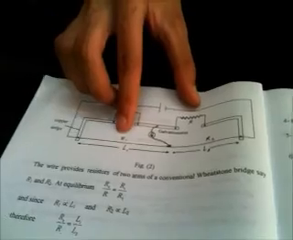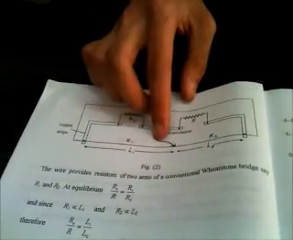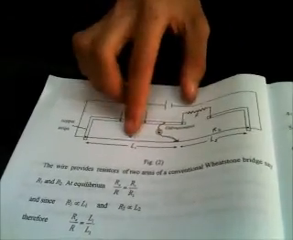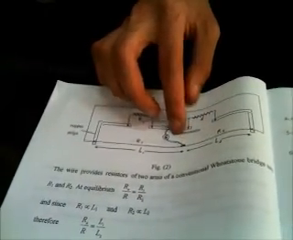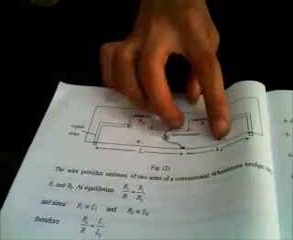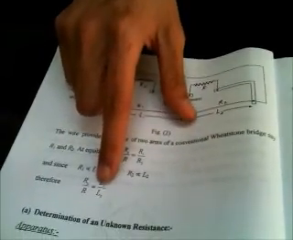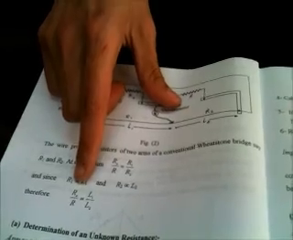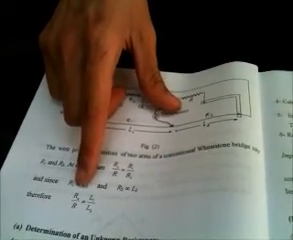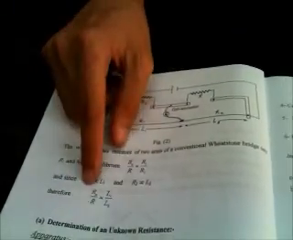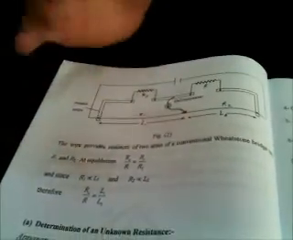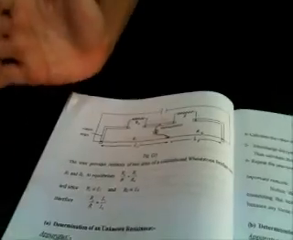R1 and R2 are directly proportional to L1 and L2 respectively. So instead of using R1 and R2, we can use L1 and L2, because the resistance is affected by its dimension, which is L. Okay, so I will use L instead of R1 and R2. So now we will see how to set up the experiment.